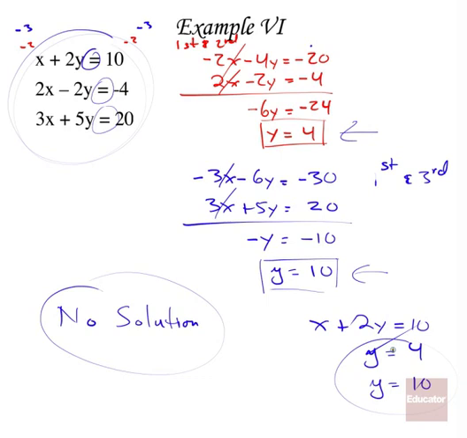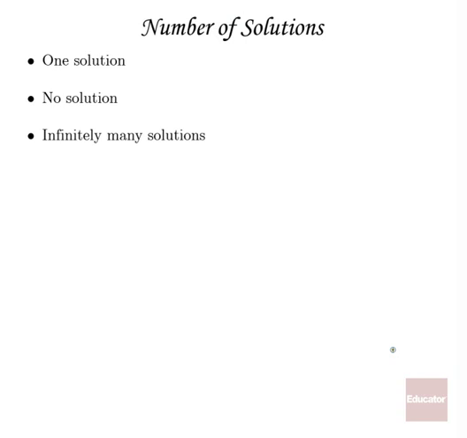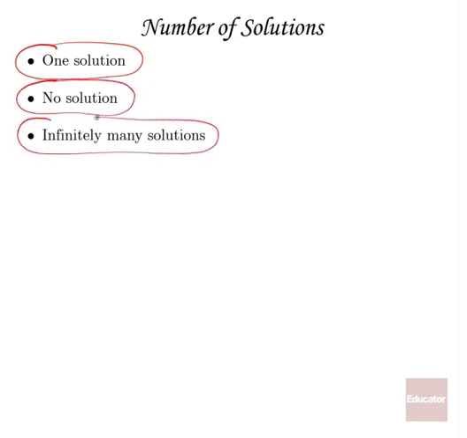Okay, so all of these examples that we've done, it's always been the same thing. We see that we either have one unique solution, no solution, or infinitely many solutions. Those are the only three possibilities for a linear system. One solution, no solution, or infinitely many solutions.